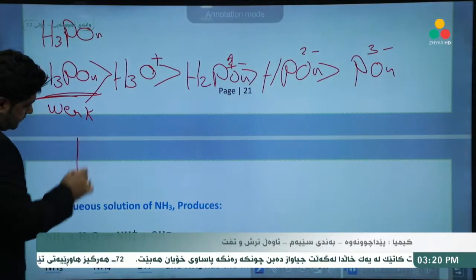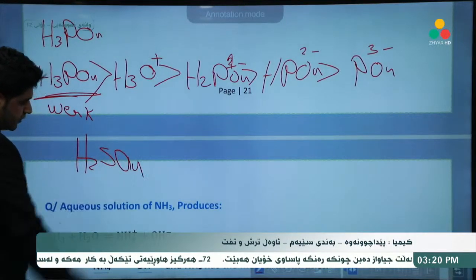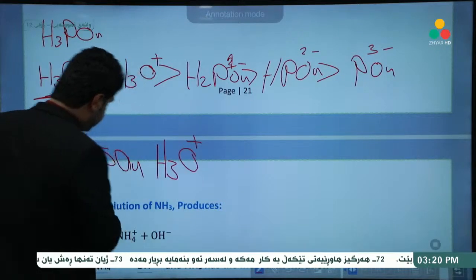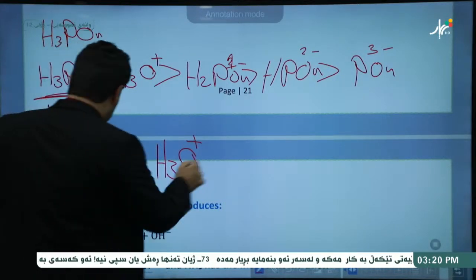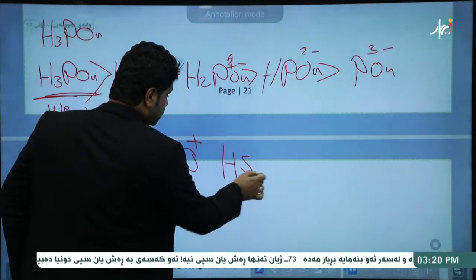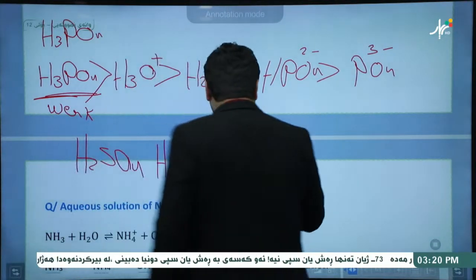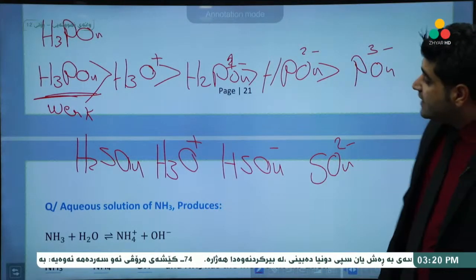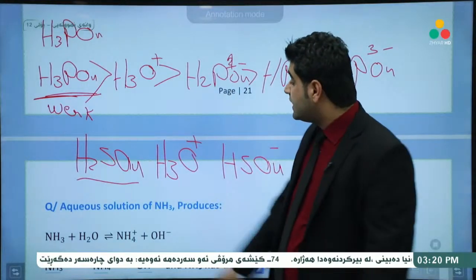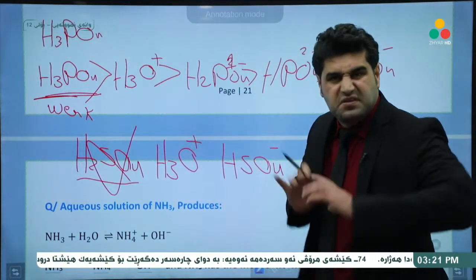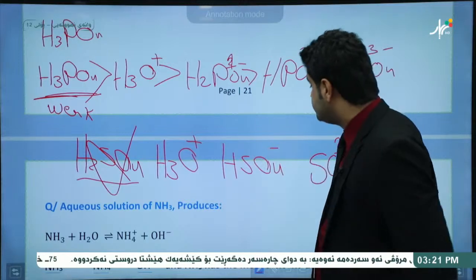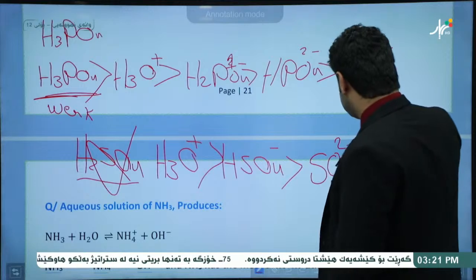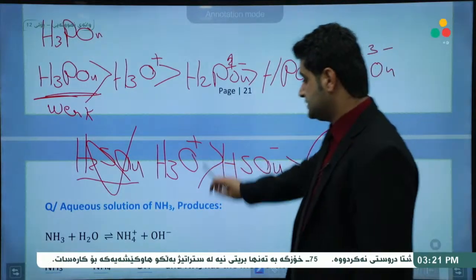Another example, H2SO4. When we put H2SO4 into water, it yields H3O+ immediately and then releases protons step by step. H2SO4 becomes HSO4 negative 1. Then another proton will be SO4 negative 2. Is it a weak electrolyte or strong? It's a strong electrolyte. So it's going to disappear. It will be destroyed by 100%. So the maximum concentration is hydronium ion and then the others.